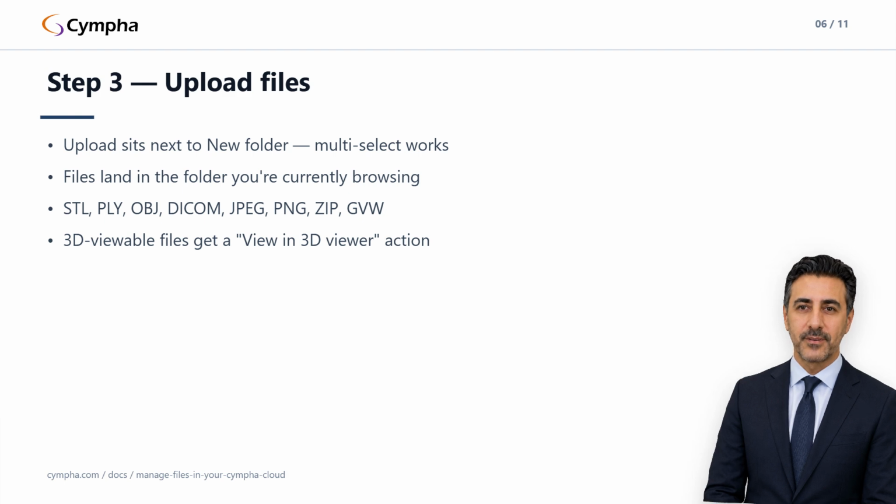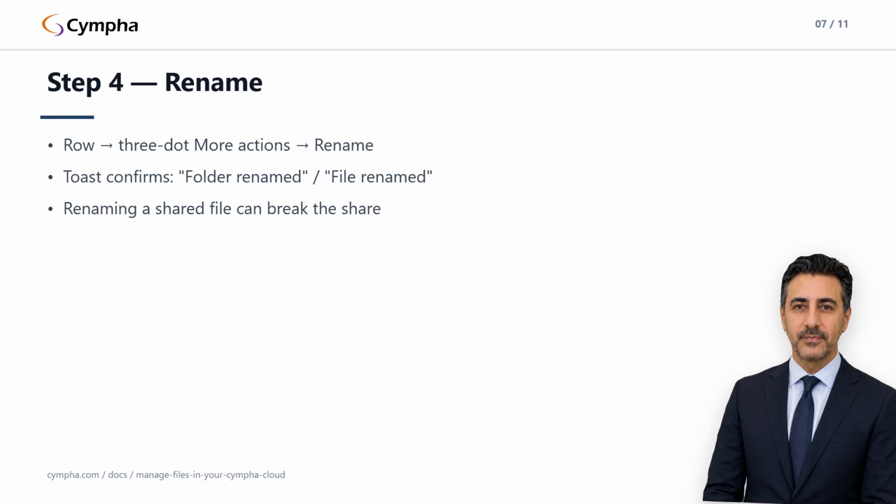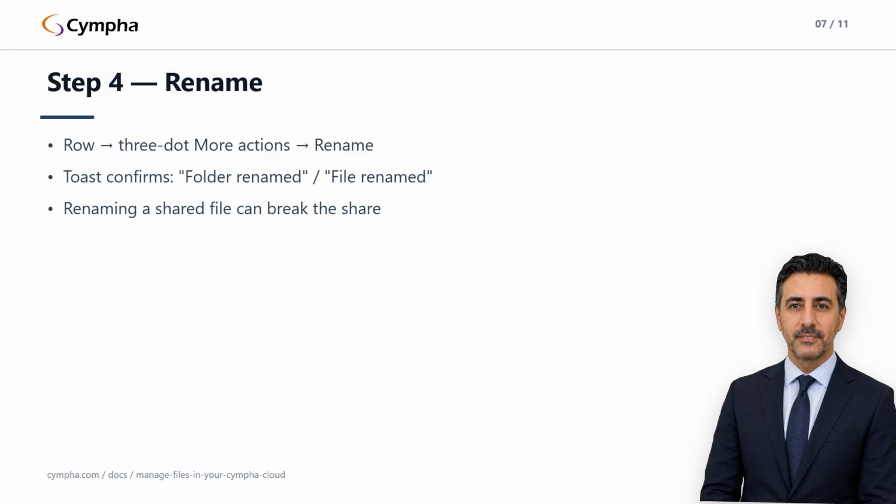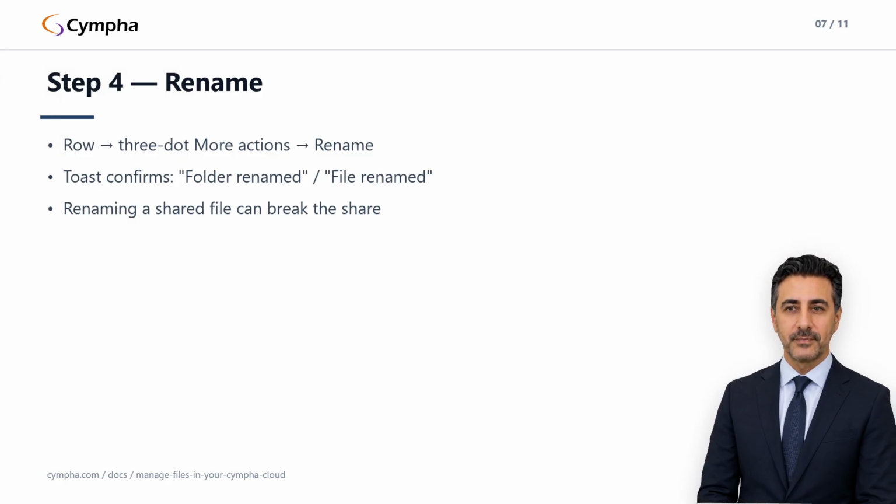That opens the file in the browser viewer, and it has a lecture of its own in this series. Every row in the browser has a three-dot More Actions button on the right. That menu is home base for everything else in this lecture. To rename, open it and choose Rename. A dialog opens with the current name pre-filled. Edit and press Enter, and a toast confirms the change, folder renamed, or file renamed, with the row updating in place. Cympha won't let you rename to an empty string or to the name it already has.